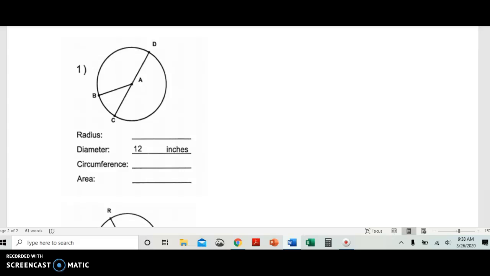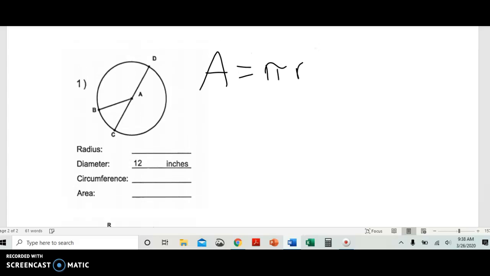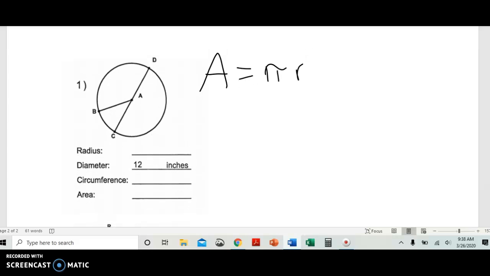All right, so the main equations that we need to know is area equals pi r squared. And we also need to know circumference equals 2 pi r.